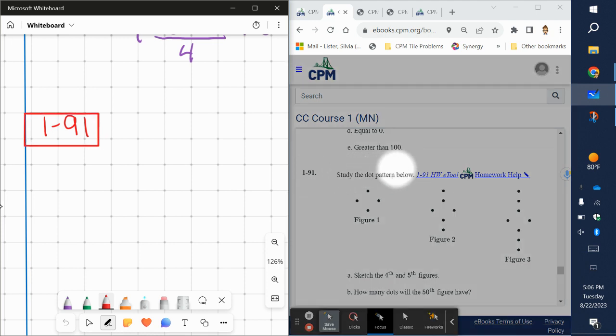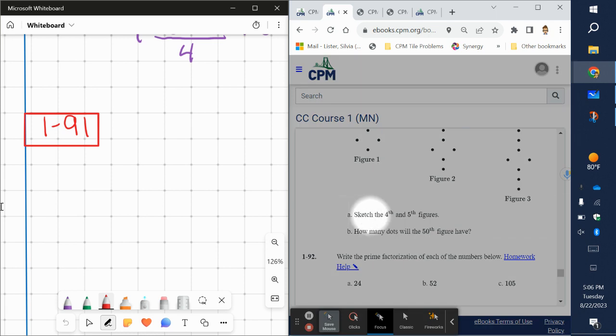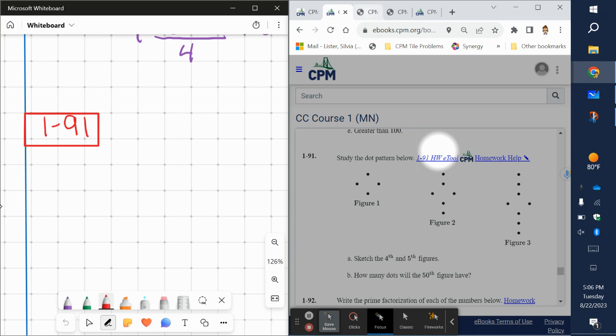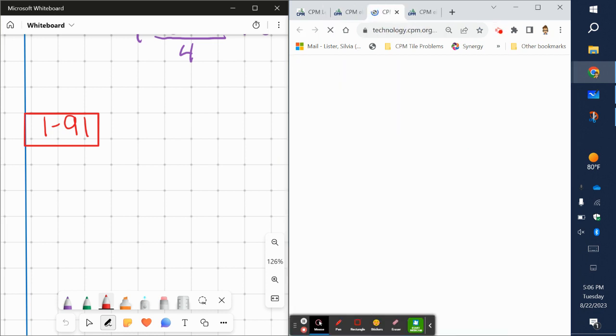Study the dot pattern below. So this looks like a diamond, and it looks like it's growing. Sketch the 4th and 5th figures. Oh, look, so here's an E tool. So let me close out all my other E tools that I've made today. Let's open up this E tool.